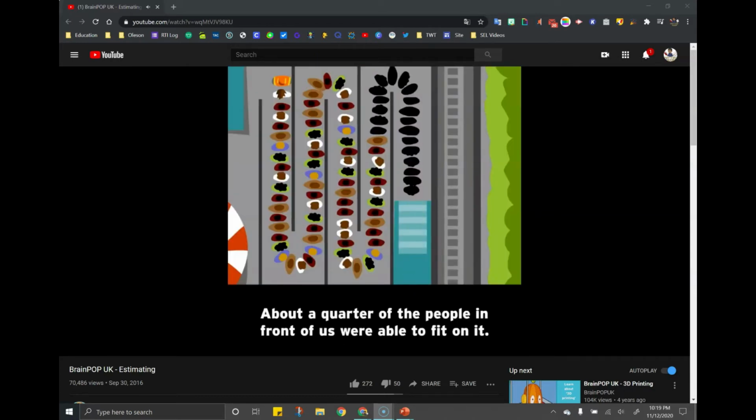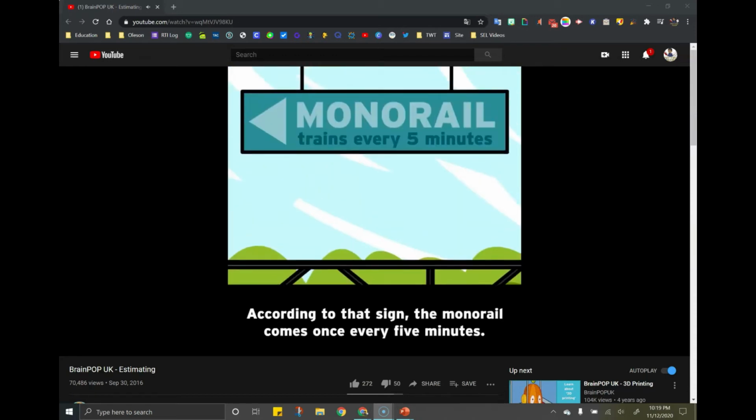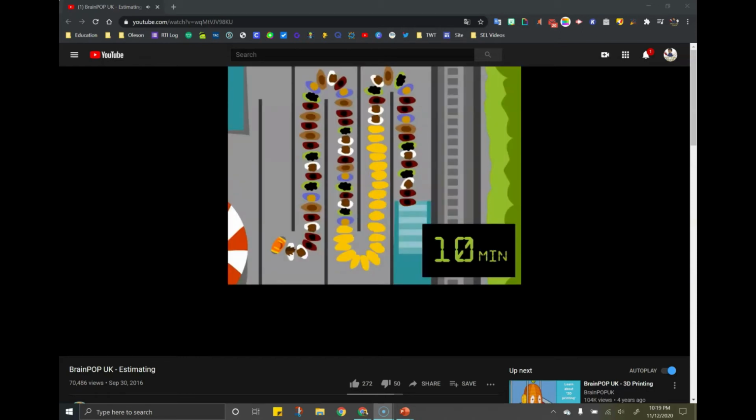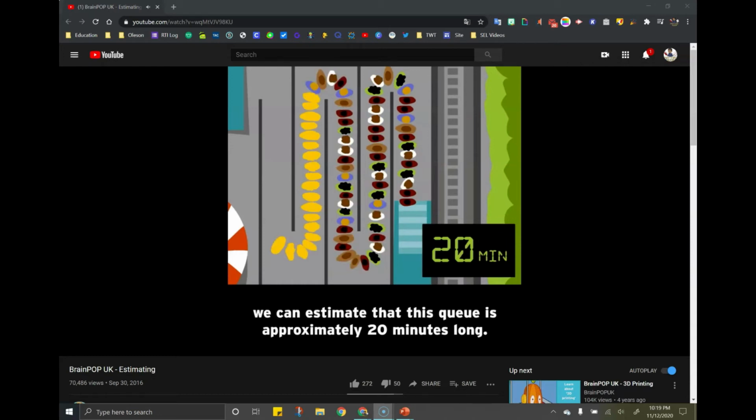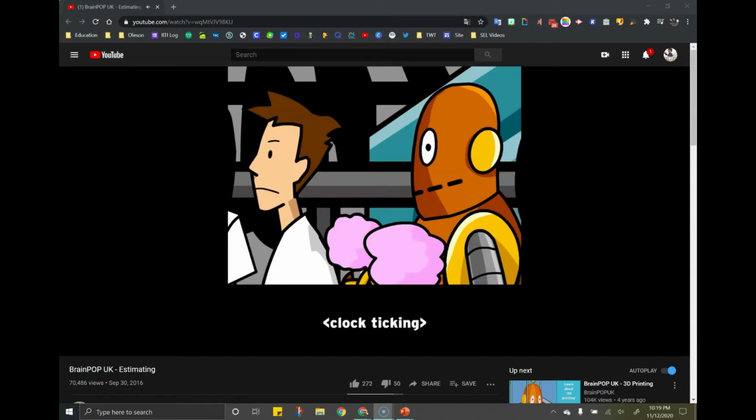About a quarter of the people in front of us were able to fit on it. Looks like about 20 people. According to that sign, the monorail comes once every 5 minutes. So, if 20 people get on the train every 5 minutes, we can estimate that this queue is approximately 20 minutes long. 20 minutes. Just to get on the stupid, boring monorail.